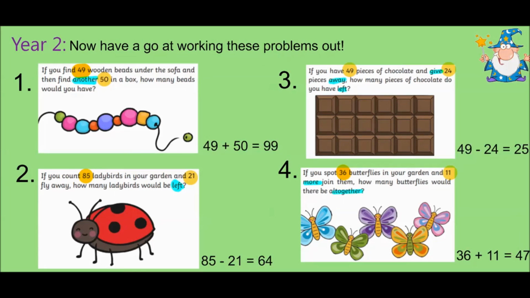Okay, I hope you've had time to solve those yourself. Let's see what the answers are. So for number 1, 49 plus 50 equals 99. Number 2, 85 minus 21 equals 64. For number 3, 49 take away 24 equals 25. And number 4, 36 add 11 equals 47.